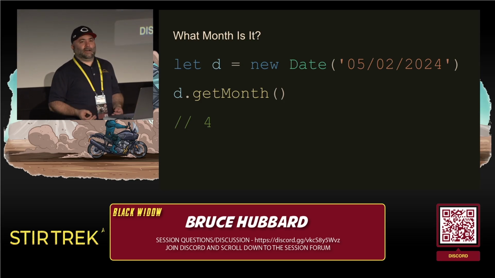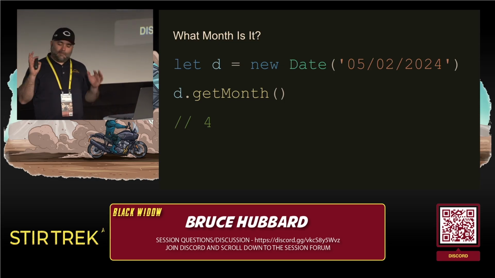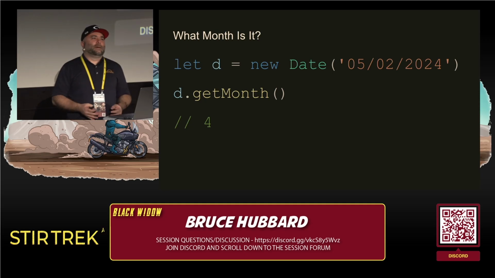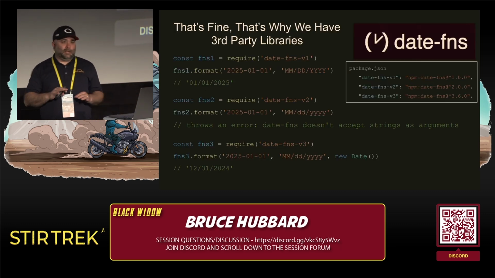And I don't know. This one's always bothered me because I'm okay with 0-base indexes, but this one always bugged me because when I see 4, I think April, not May. I think that was kind of a dumb decision. But that's fine. You know, date's broken.